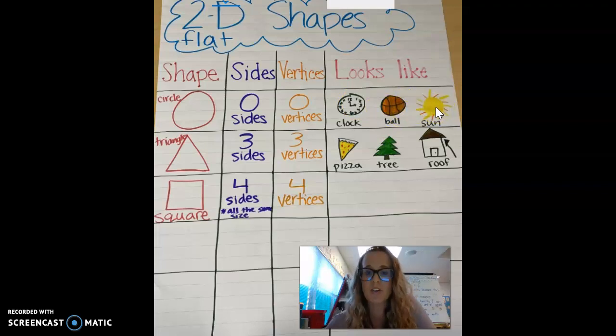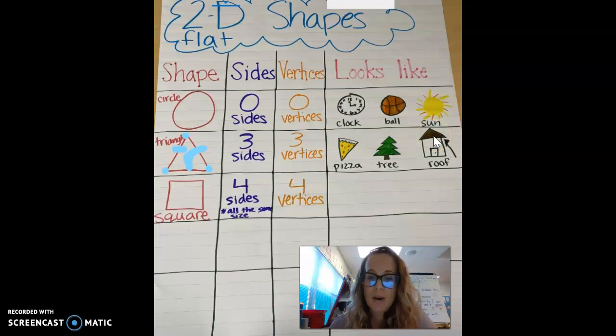So yesterday we learned all about a triangle, and we know a triangle has 3 sides. 1, 2, 3, and 3 vertices. That's where our corners are. 1, 2, 3. And then I loved some of the triangle responses for what you guys found. I drew a piece of pizza, a tree, and a roof. Nice job, boys and girls.